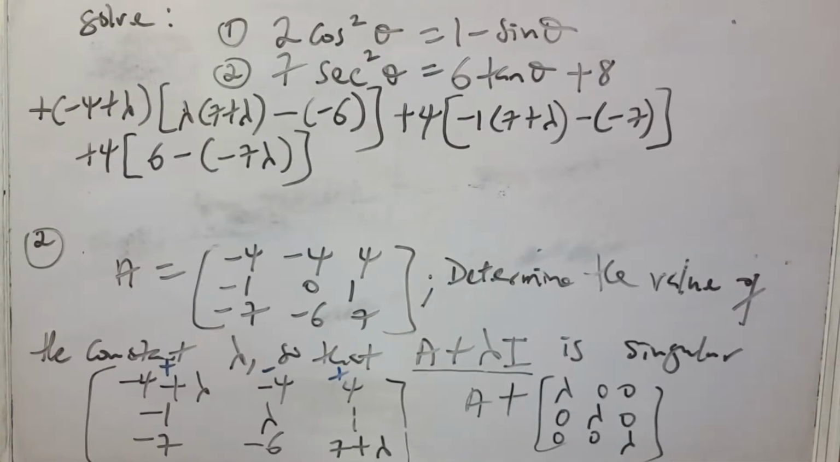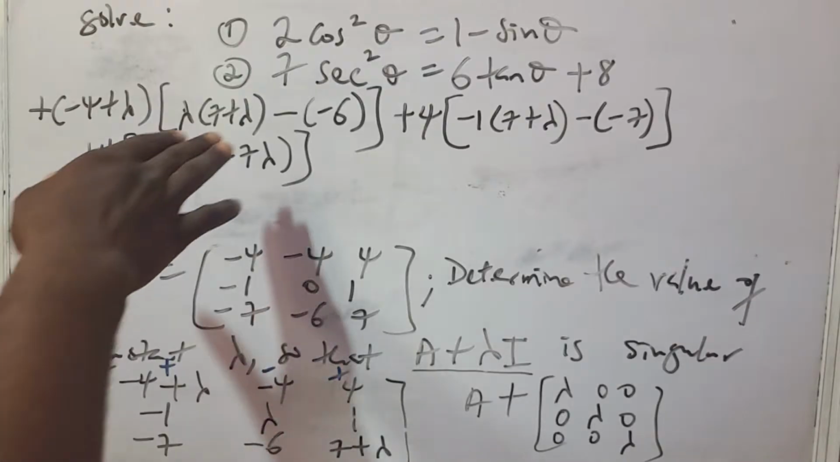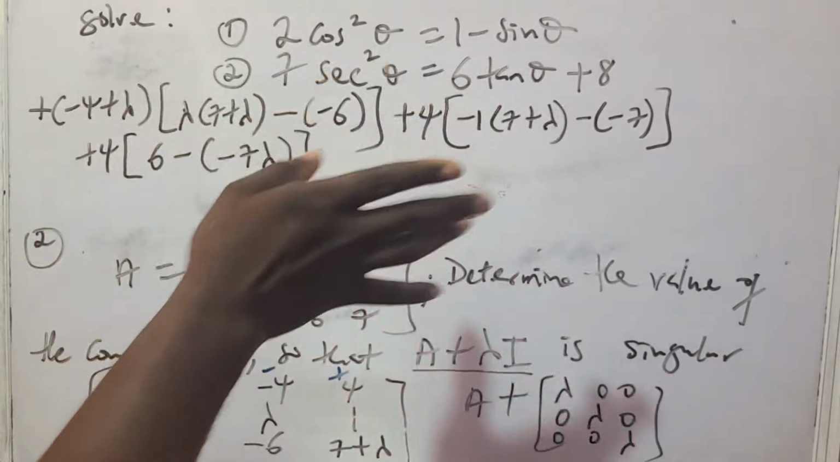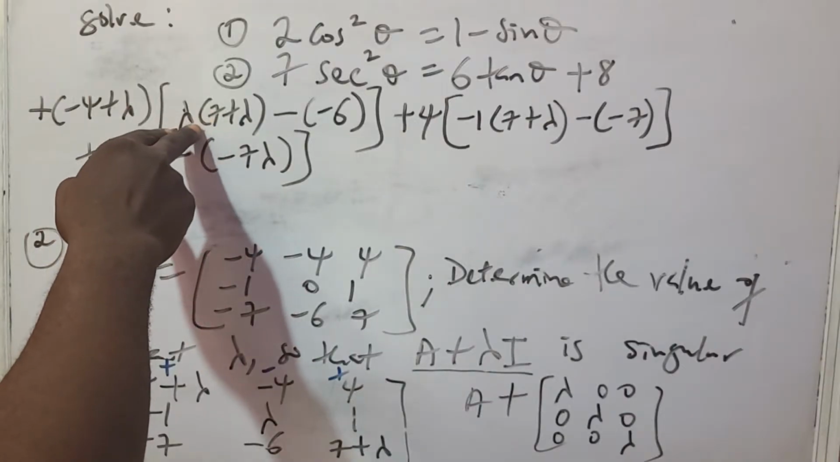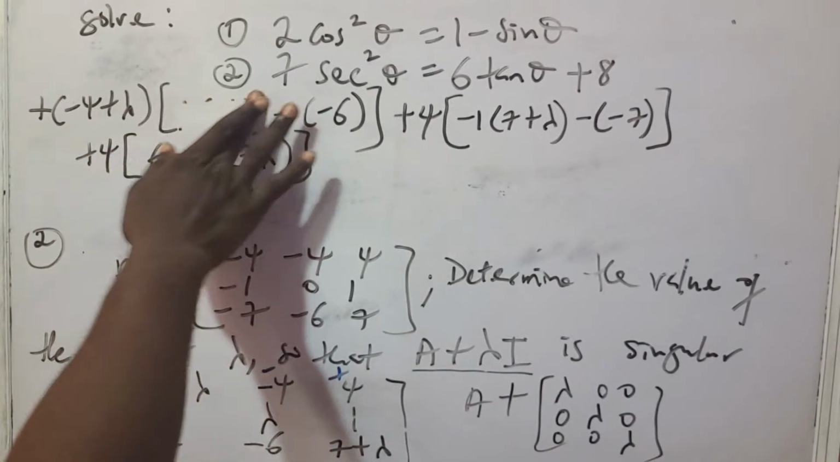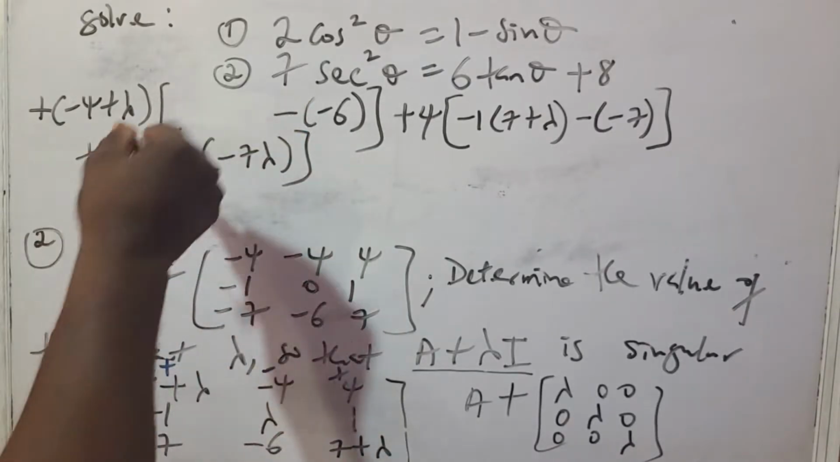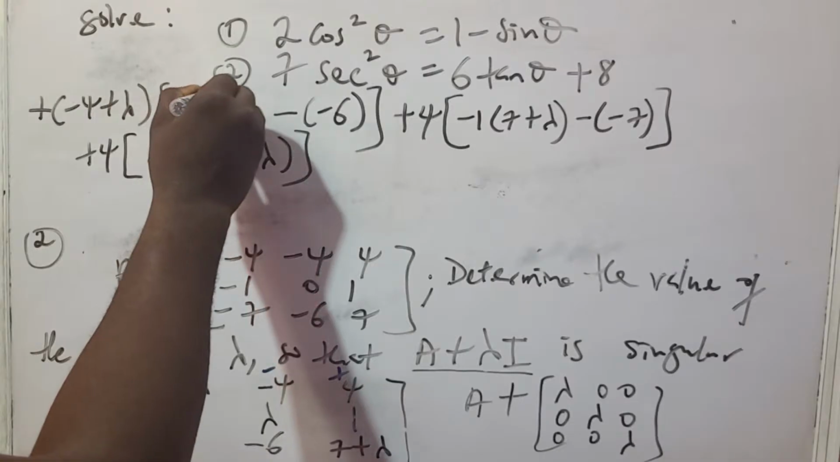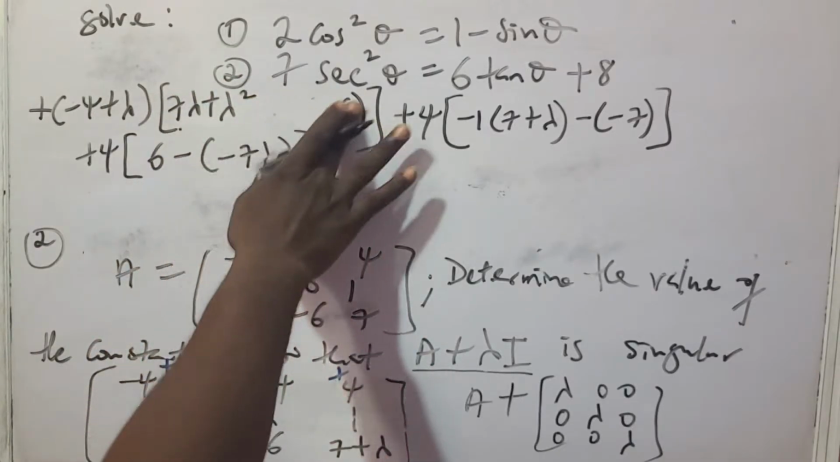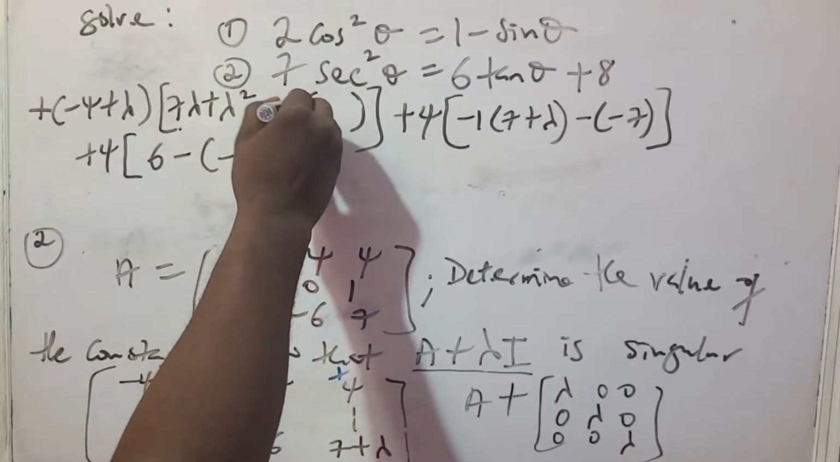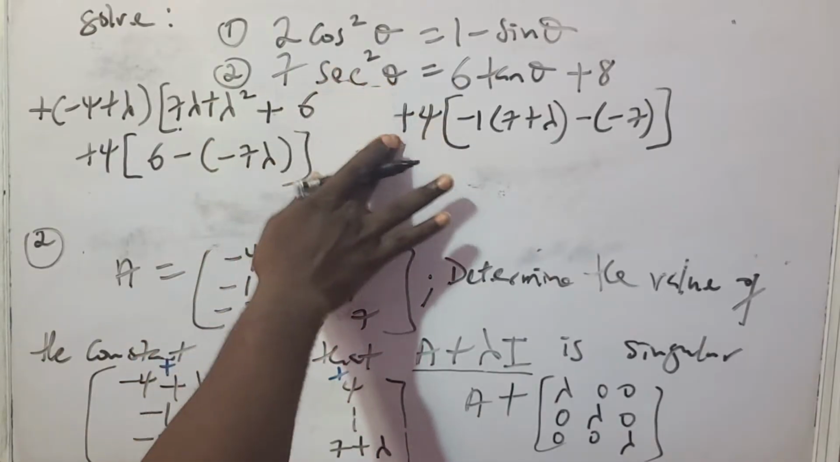So this is the first line of action. Then you want to go on now to express it rightly now. That means you want to open everything. So I would start to open everything even using this whole line. So just follow through. This will be 7 lambda plus lambda square. Alright? And this will be plus 6 because minus minus is plus 6. Good. So I can have this like this now.